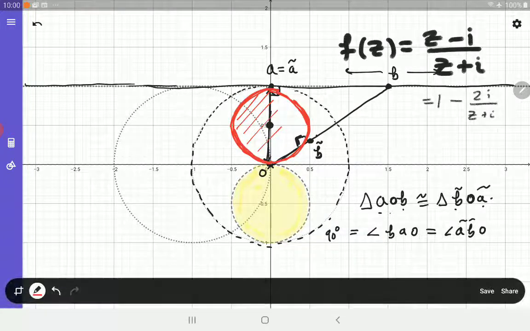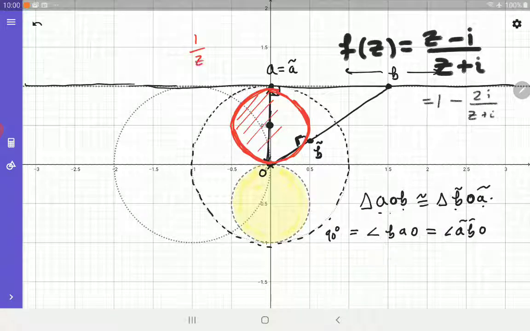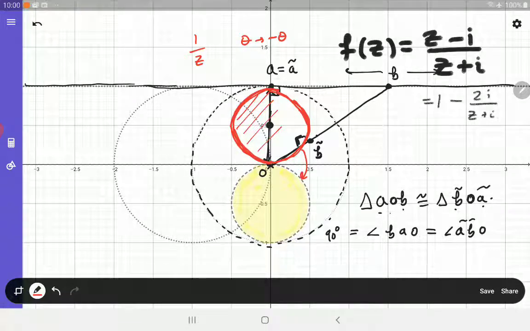Now, this is a geometric inversion. To get 1 over z, we need to take theta to minus theta. Okay, and so that goes over here. Now, we should also convince ourselves that this happens algebraically as well.